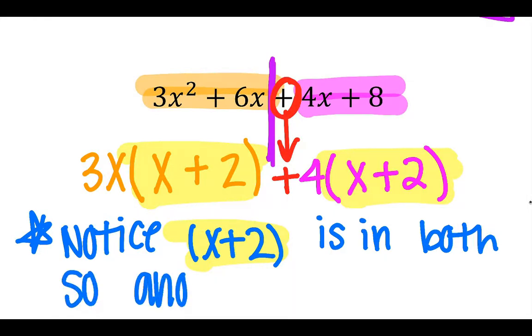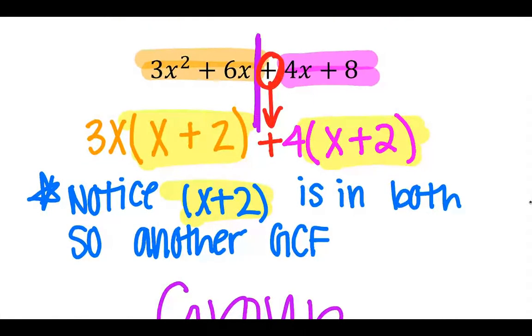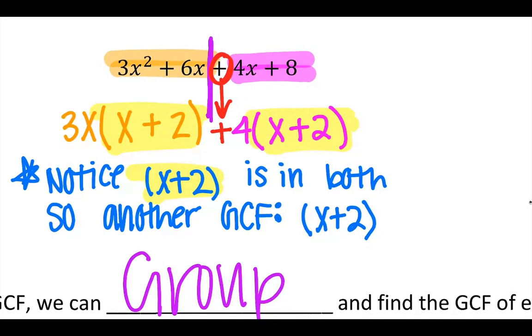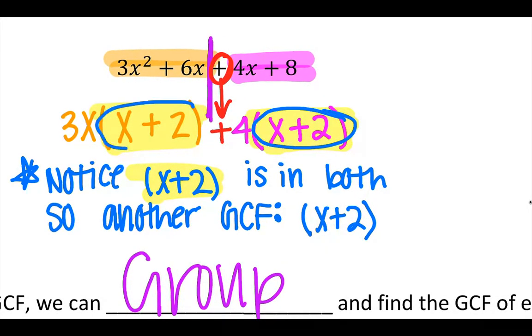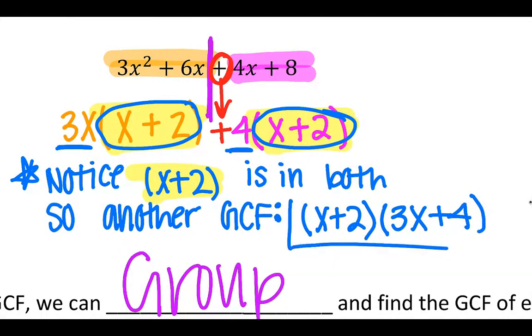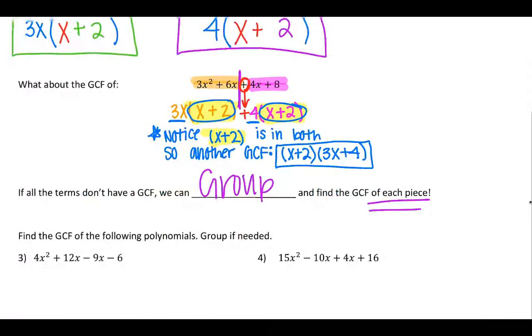So another GCF is x plus 2, so I could take x plus 2 out of both of these things. So x plus 2, and then I put my leftover pieces. I took out this x plus 2 from both things. My leftover pieces are 3x and 4. So 3x plus 4 goes in that leftover piece. So this is completely factored. It's fun, right? Those two pieces are going to end up being the same thing, and if they do, you can factor it down again.